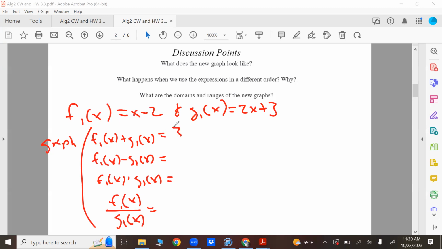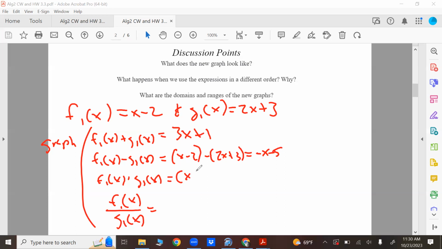How about if I subtract? What do I get? Careful with the subtraction part. You might want to put parentheses around each one. What happens when you subtract? What do you guys get? Negative x minus 5. Yeah, careful there.